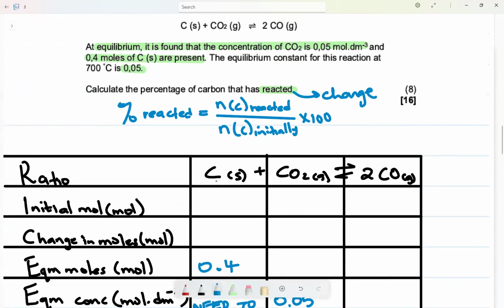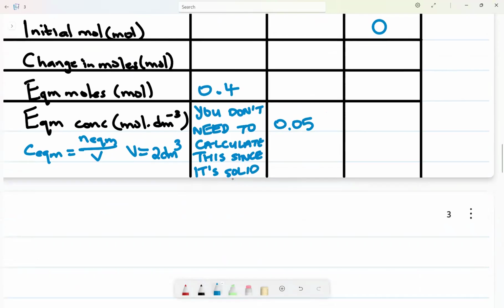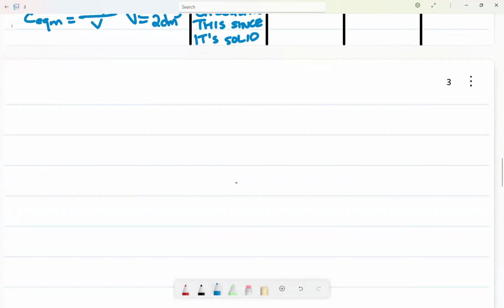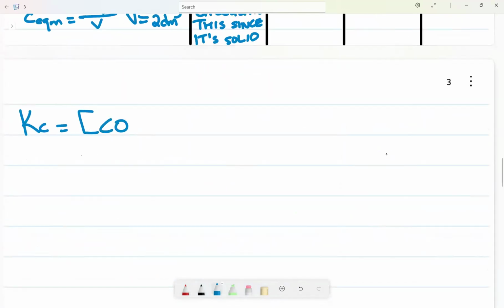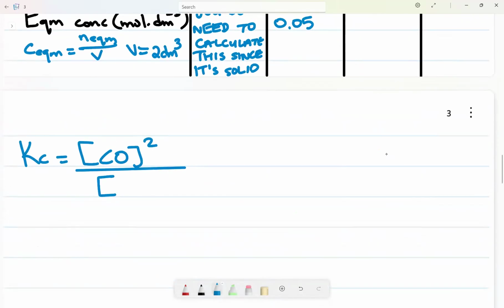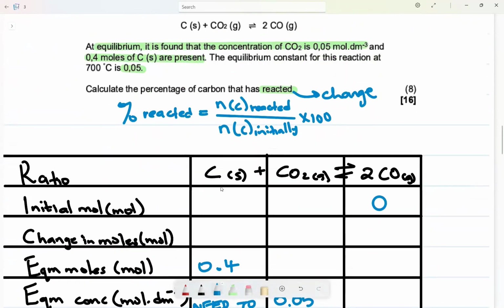So now, initially, we know that the product had 0. And I know the Kc is given to me, so I can use Kc to calculate this one here, because it is very important. Kc is equal to the concentration of my product, CO, but now with exponent 2. What are my reactants? Carbon and CO2, but I won't include carbon because it is a solid.